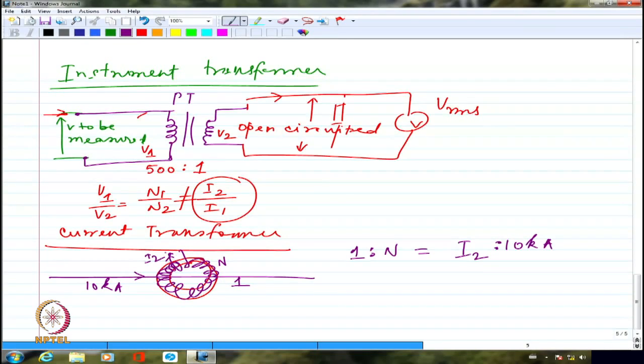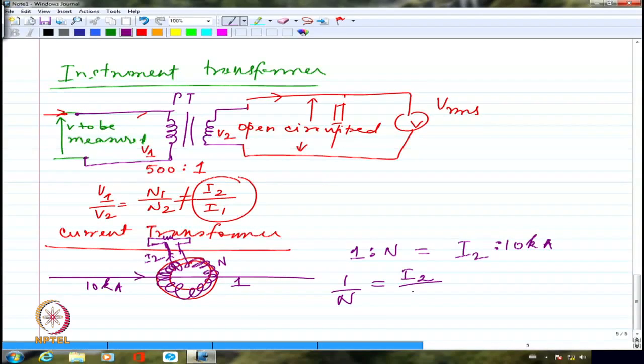But here, if I leave it as an open circuit, the voltage induced will be enormously high. So I can never leave the current transformer as an open circuit. Instead, I should connect a small resistance. How small is small? That depends upon, again, the per unit. If you calculate the base impedance, compared to base impedance, make it really, really small. So I'm going to have 1 by n equal to I2 by I1. Is that so? Yeah, I2 by I1 or I primary. But that is not equal to V1 by V2.